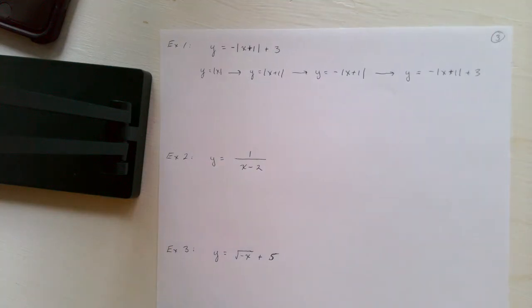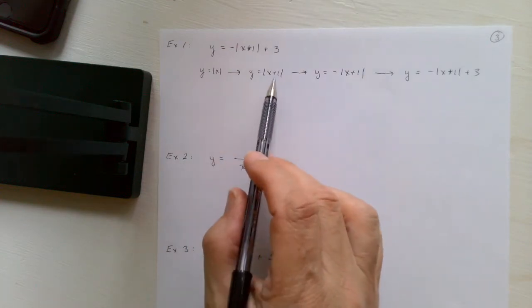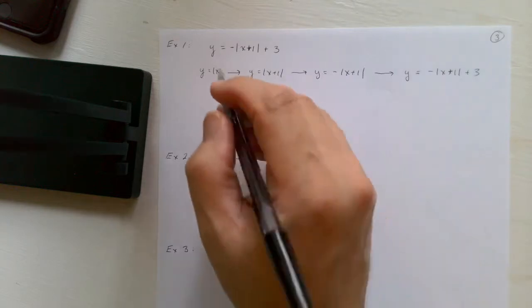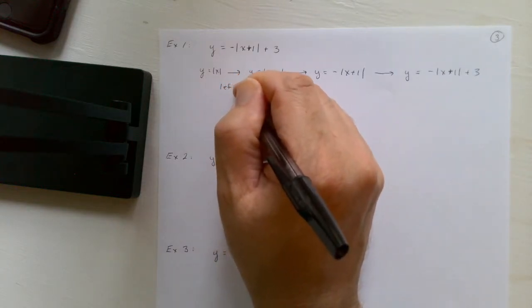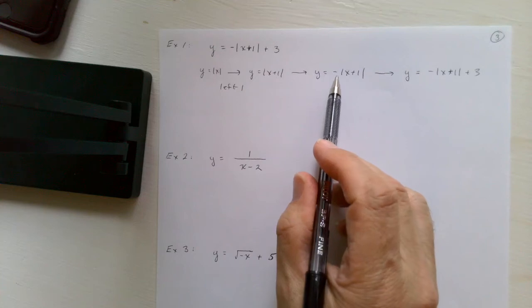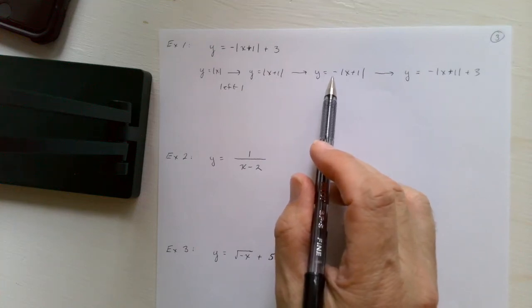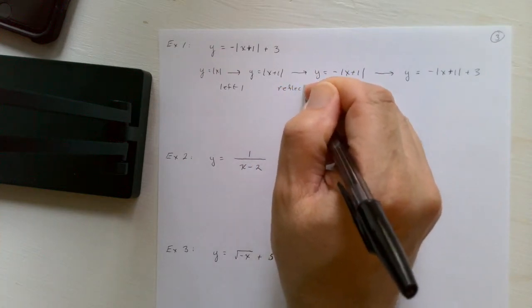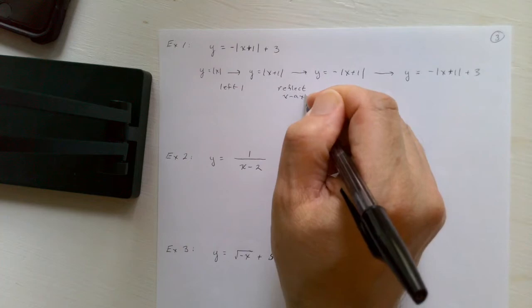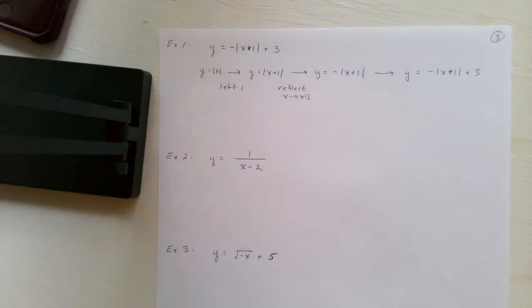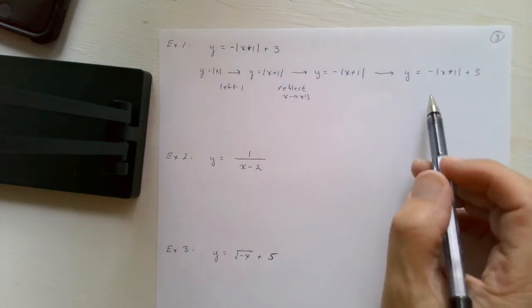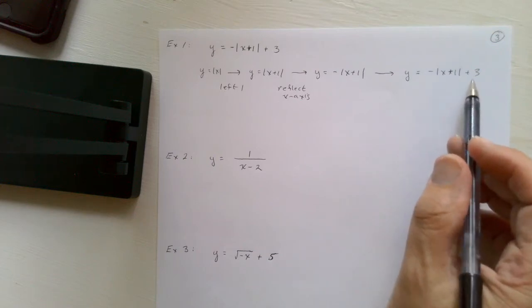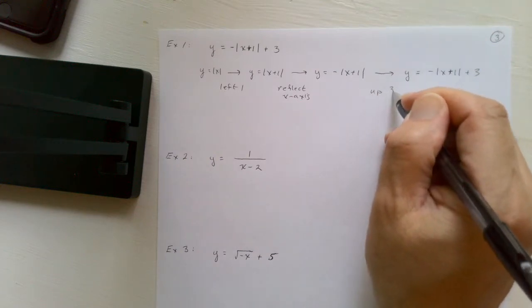Okay. Now, let's see what transformations this corresponds to. Here, this first one, we replace x with x plus 1. That's a shift left 1 unit. Then we put a minus sign out in front of the whole thing, so we're changing the sign of the y coordinate. So that's a reflection through the x-axis. And then we add 3 to the whole final thing. So that's going to be a shift up 3 units.